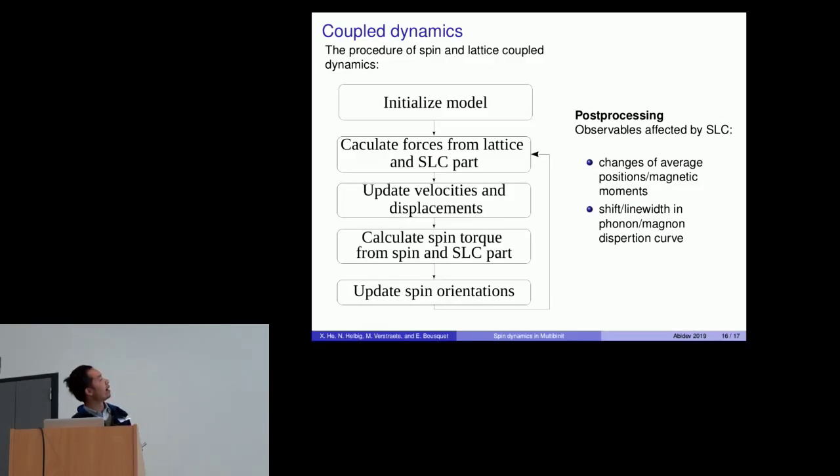Now we can calculate the forces and the spin effective magnetic field from these coupling terms and from the pure lattice and pure spin terms. Then we can do both dynamics at the same time. After that, we can do some processing to get the observables which are affected by the spin-lattice coupling, for example the change of the average position, the magnetic moment, or the shift or the bandwidth of the phonon or magnon dispersion curve and things like that.